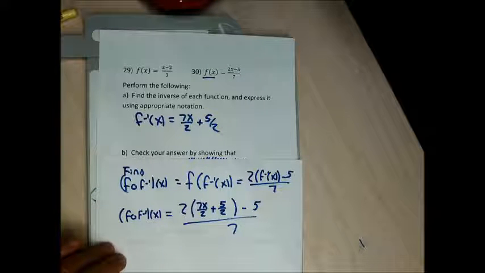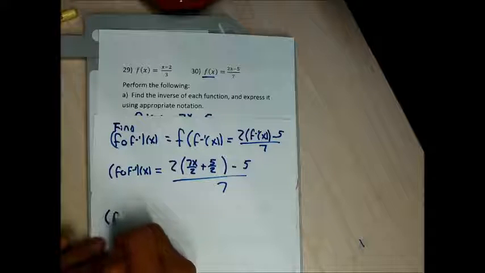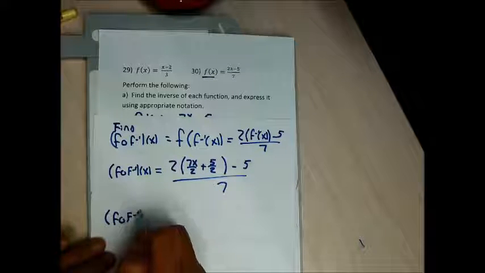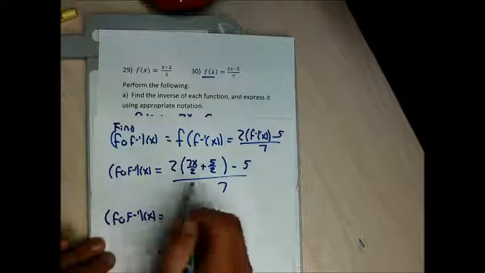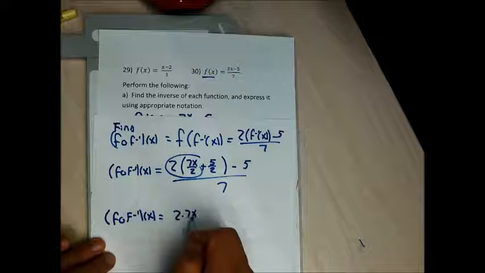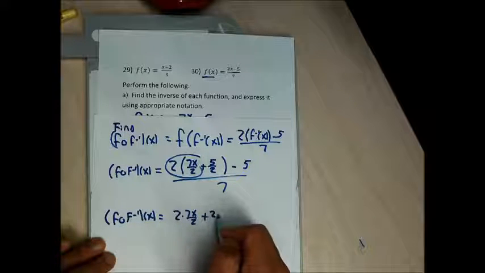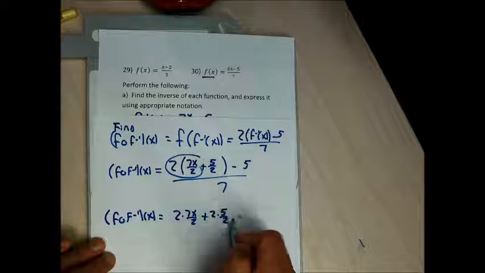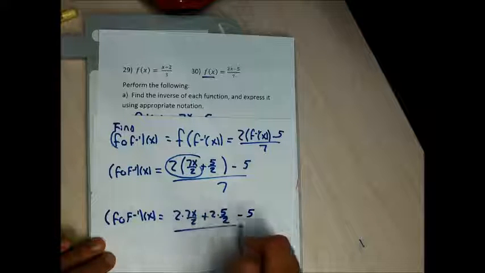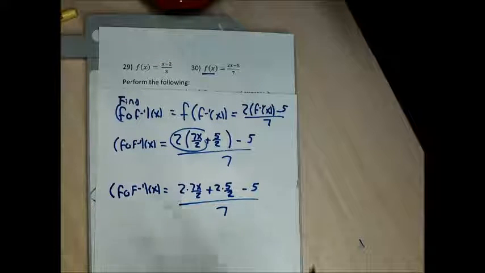Now I'm going to work on that numerator for part B to get my answer of just plain x. So I'm going to go f composed with f inverse of x. I'm going to do this multiplication, which is 2 times 7x over 2, and this multiplication, which is 2 times 5 halves, then minus 5 over 7. So I've cleared my parentheses, and now I'm going to do the algebra that's needed here.